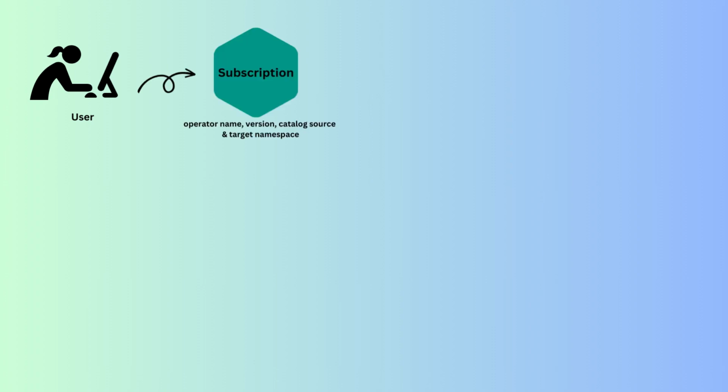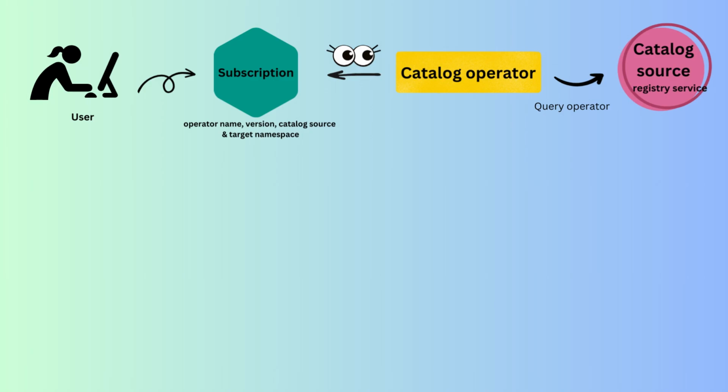When a user wants to install a specific operator into their Kubernetes cluster, they create a subscription object containing the desired operator to be installed, catalog source, and the target namespace in which it should be deployed. The catalog operator, which maintains the catalog of operators, checks whether the specified operator is available in the catalog. Every catalog source exposes the registry service that allows catalog operator to query operator metadata.